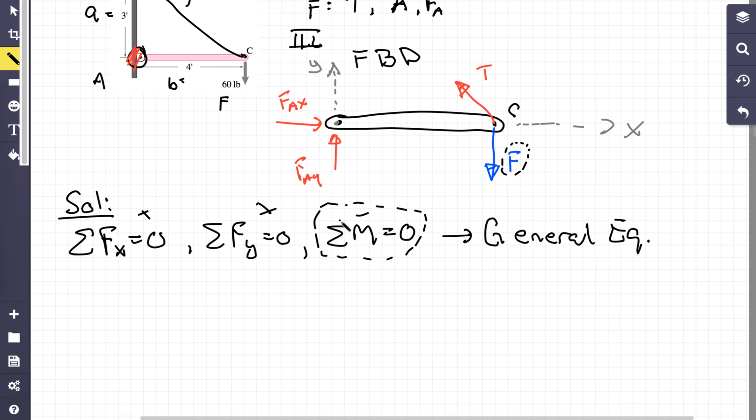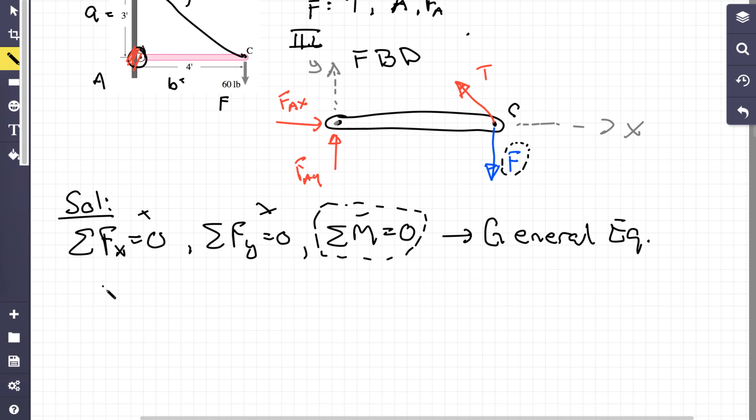So where do we want to take the moment about? We could take it anywhere in space. We could take it up here if we want, but let's not start there. So let's continue on. If we take the moment here, we know that the force goes right through there, so that eliminates that. And we only have this force AY here. That's interesting. If that's the only force, we can say that that's going to be equal to 0.